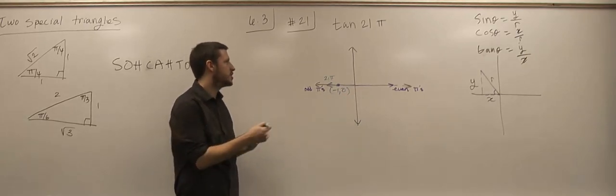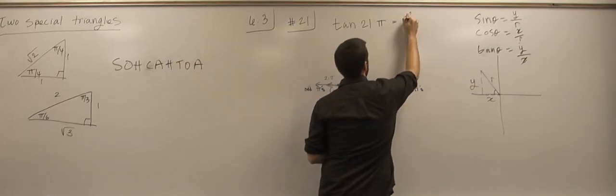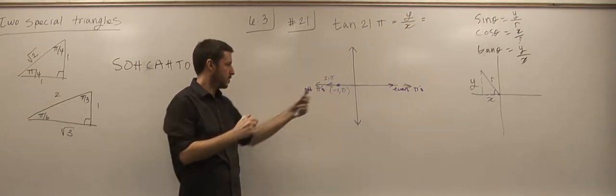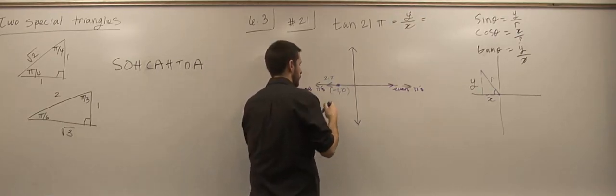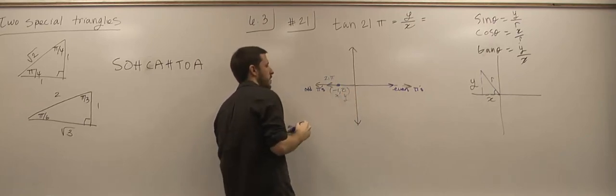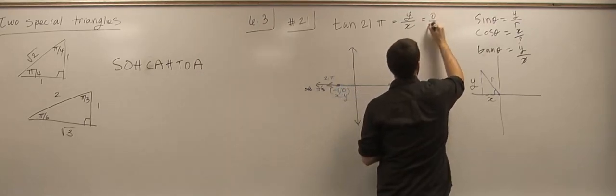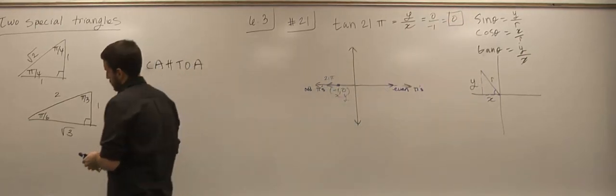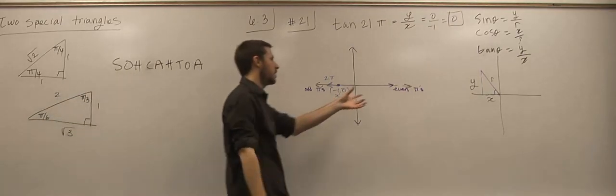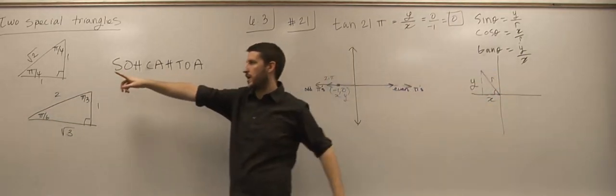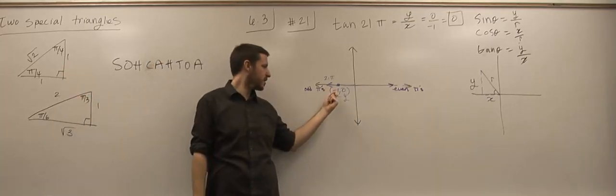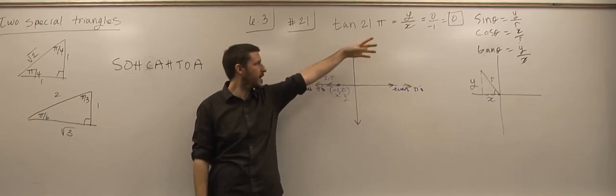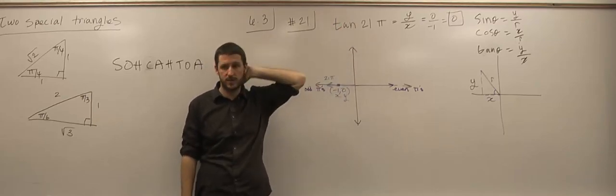So then you can evaluate tangent using this definition of y over x. Y is 0. Just look at the point. What's the y coordinate? 0. What's the x coordinate? Negative 1. So in most cases, you're going to be able to draw a right triangle, and then you go back to these special triangles. But if you land on the axis, then all you need to do is pick a point on that axis and use your y over x or x over r or whatever your definitions were from 6.